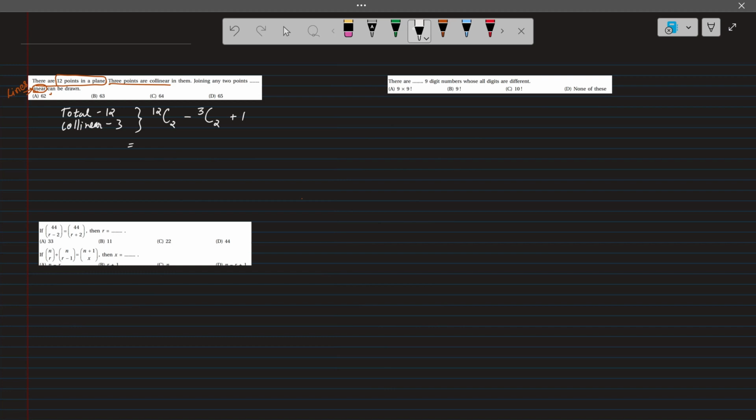We will calculate now. 12C2 is 12 into 11 by 2, 3C2 is 3 into 2 by 2, plus 1. So 66 minus 3 plus 1. The answer would be 64. Option C.